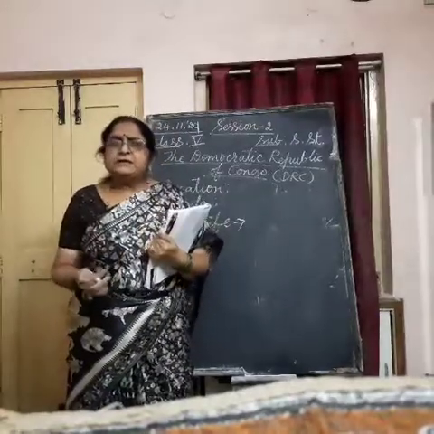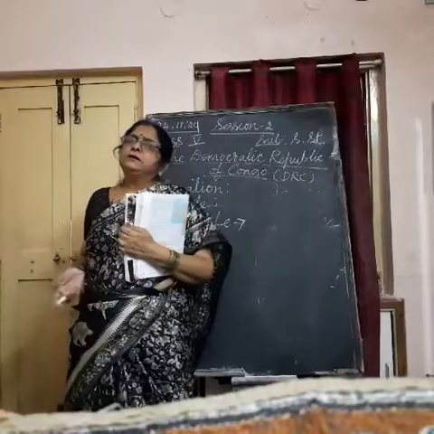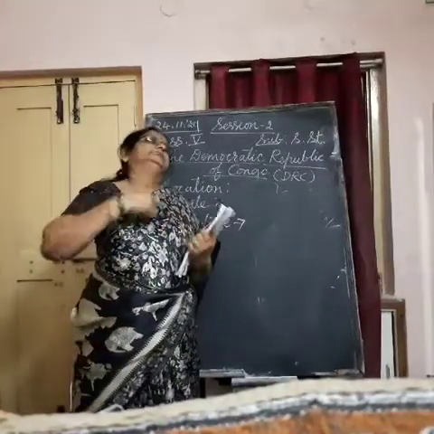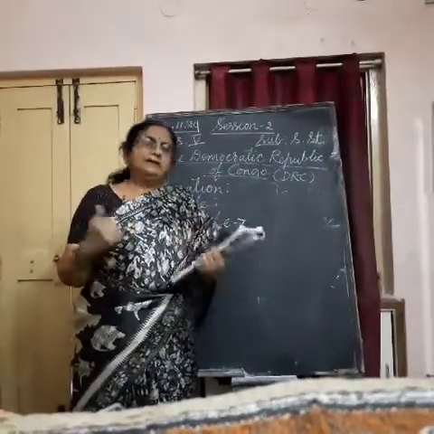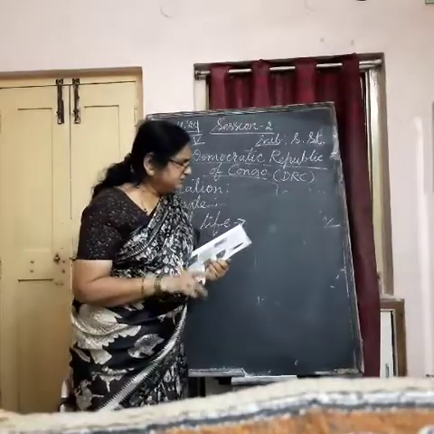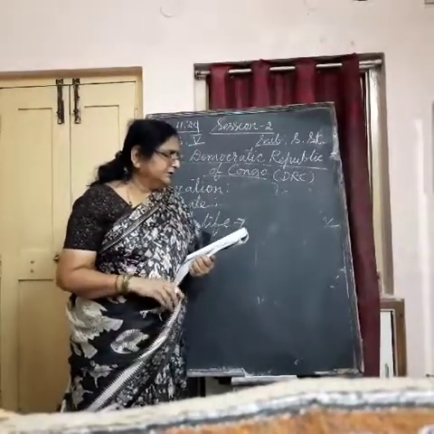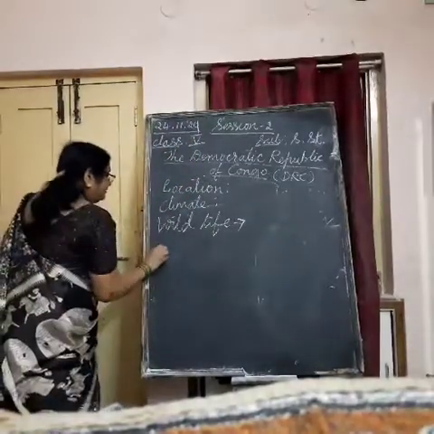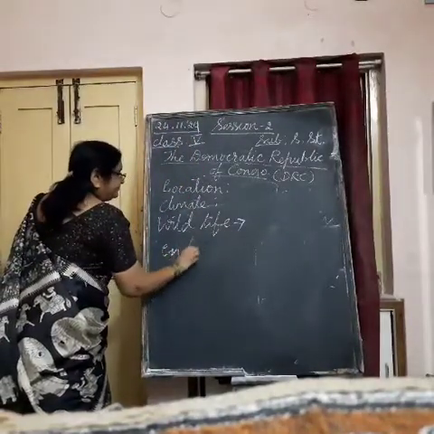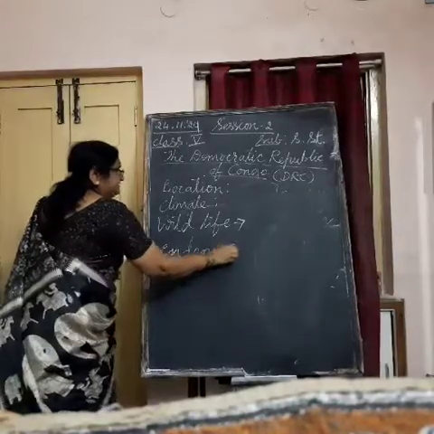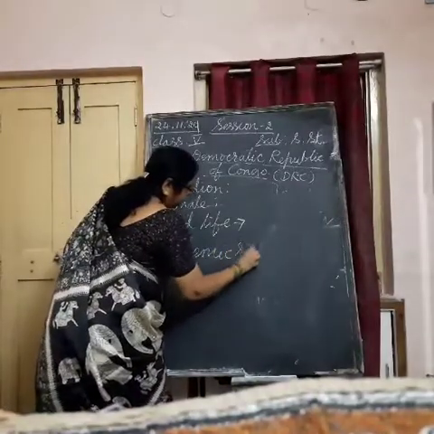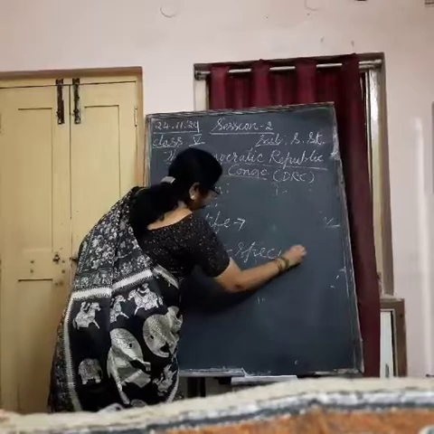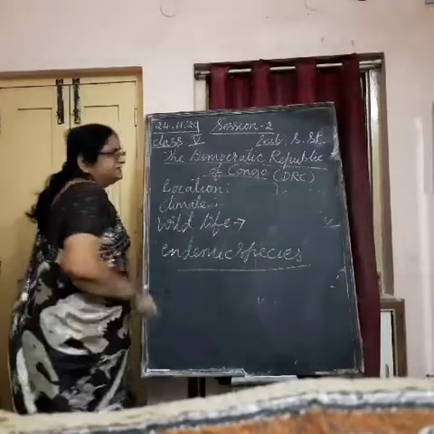What are common here? Wild animals are very common here. We can find rich wildlife. Rare and endemic species will be found. Endemic species. What do you mean by endemic species?